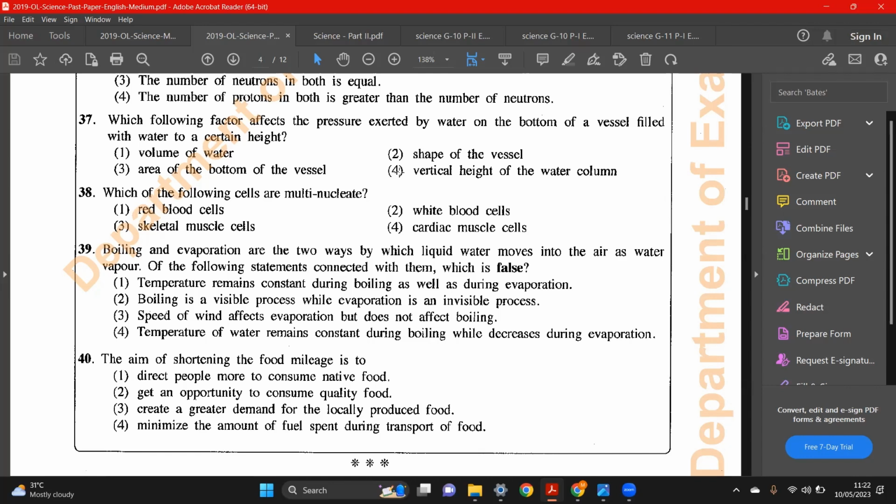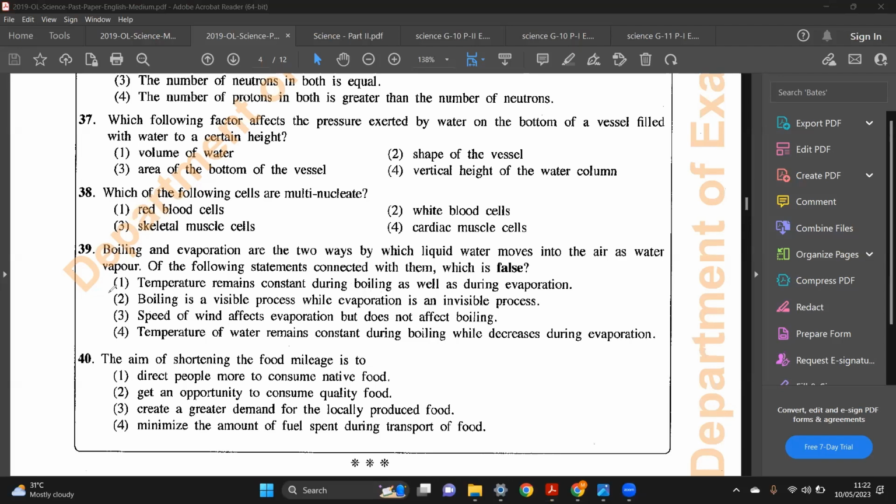Then 39, boiling and evaporation are the 2 ways in which liquid water moves into the air. Of the following statements, which is false? Okay, so for this particular question, according to the mark scheme, they had given all correct because there was more than one correct answer. So if we go into that, temperature remains constant during boiling as well as evaporation. No, temperature is changing during boiling. It will change. It will go to the boiling point. So that is wrong.